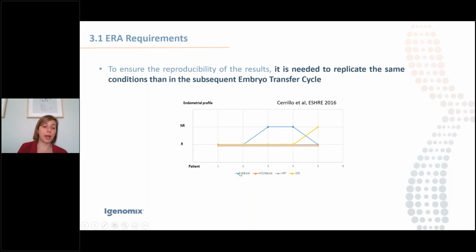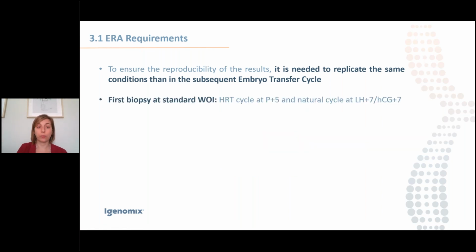Natural based on LH surge detection, natural with hCG triggering, HRT, and controlled ovarian stimulated cycles. As you can see here, although there are patients that respond in the same manner to the different types of cycles, there are others that result non-receptive or receptive depending on the type of cycle. For that reason, in order to be sure that I am transferring properly according to the ERA result, I need to replicate exactly the same conditions in the biopsy cycle and in the transfer cycle.